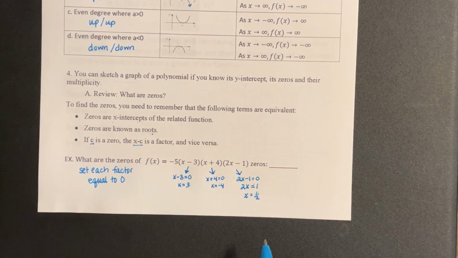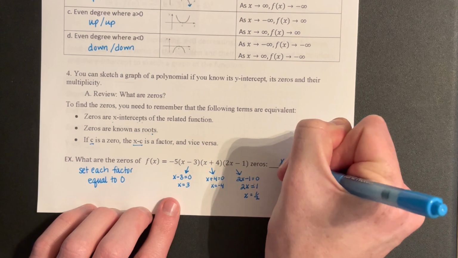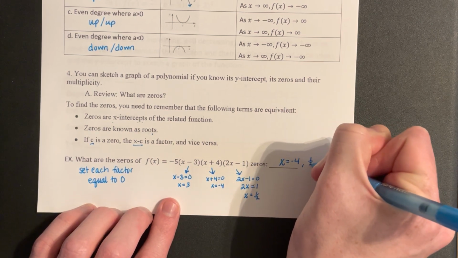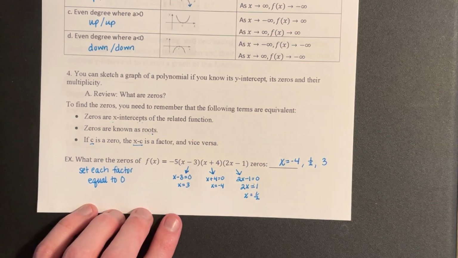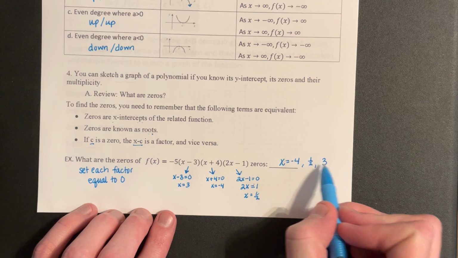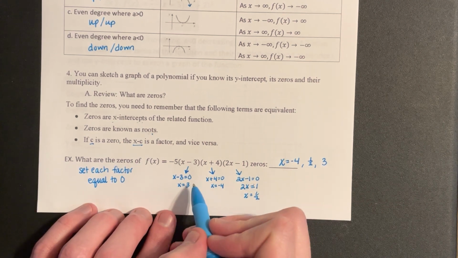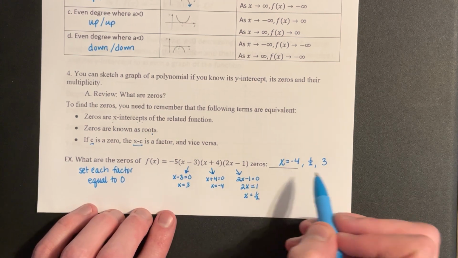Now we've gone back and forth between zeros and factors already. So we should be able to just write our zeros out. Sometimes we write them in order, but they would be those 3 zeros. So if we know how many zeros there are, that also tells us something about the type of function we're working with. So this is a cubic function because there are 3 zeros.